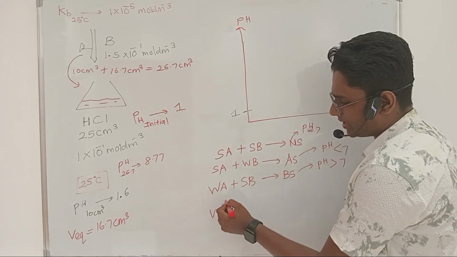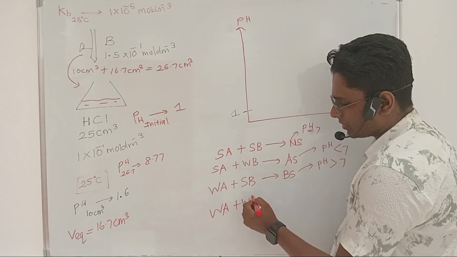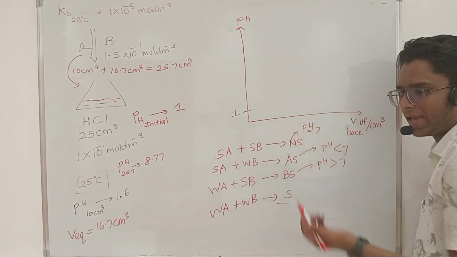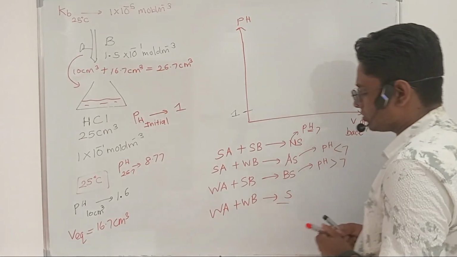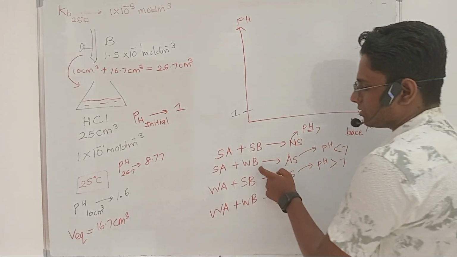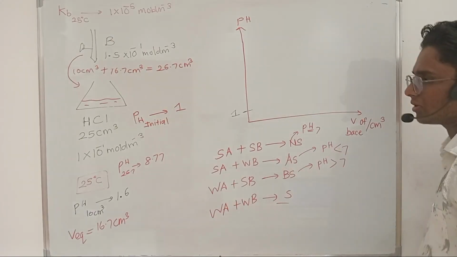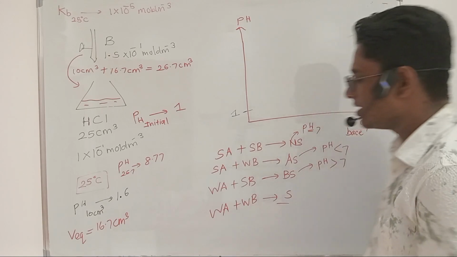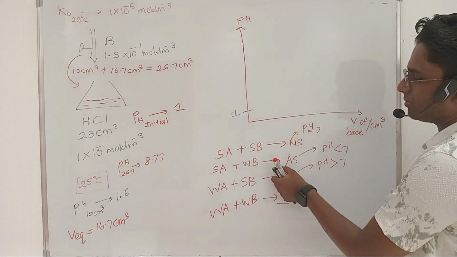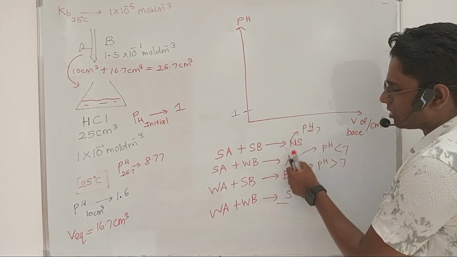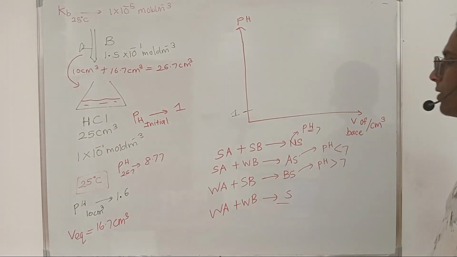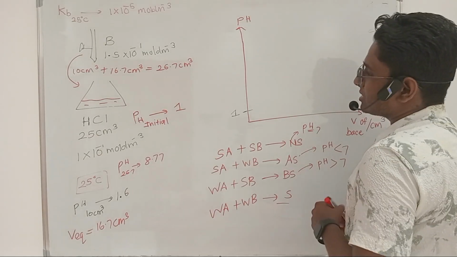And if you titrate a weak acid and a weak base, you can't tell the nature of the salt because you need the Ka and Kb values. But out of these three, you can tell the nature of the salt. So now here we are titrating a weak base with a strong acid. The salt formed at the equivalence point will be an acidic salt, which means the pH will be less than 7 at the equivalence point.